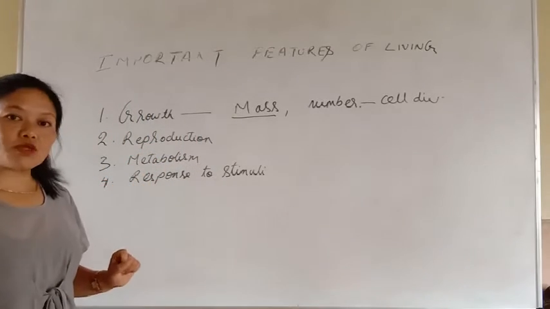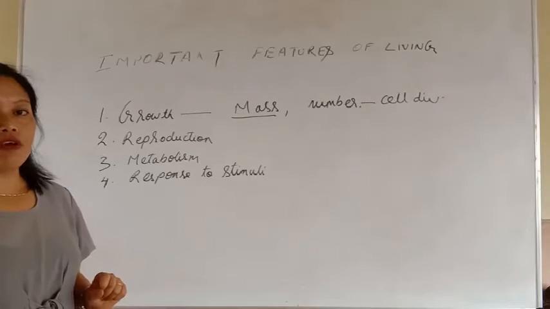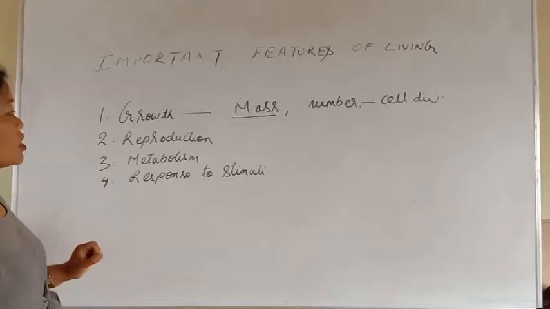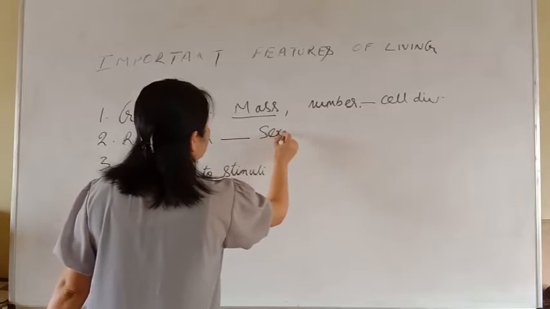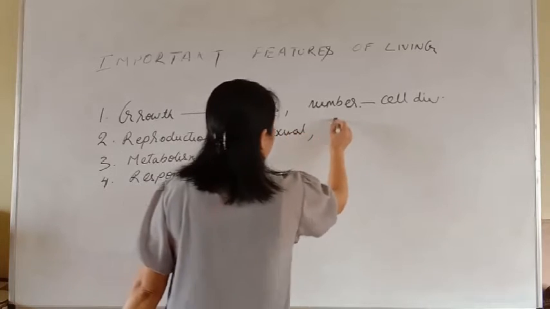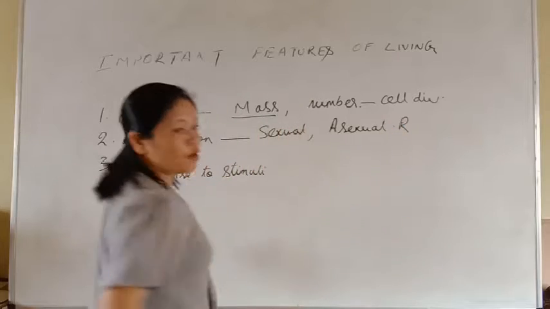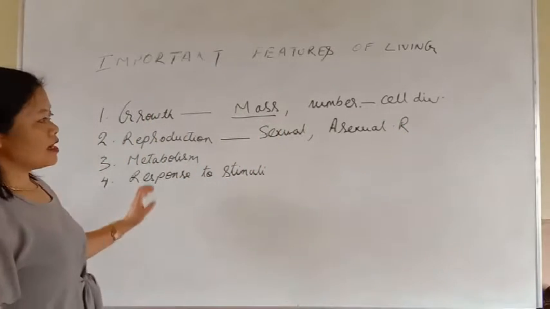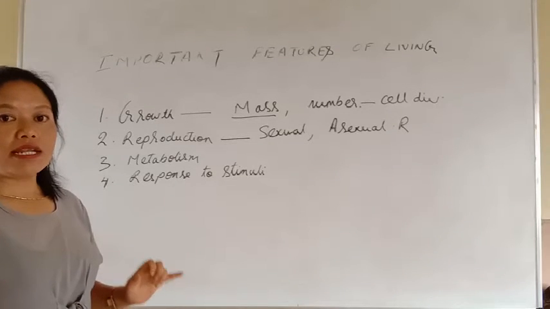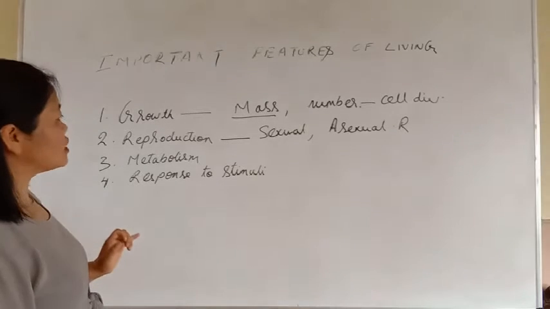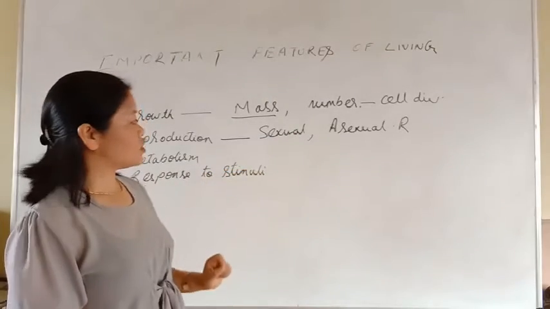Remember that reproduction is one of the most important characteristic features of all living organisms. And there are two types of reproduction: sexual and asexual. So there are two types under reproduction, which is one of the most important characteristic features taking place in all living organisms.